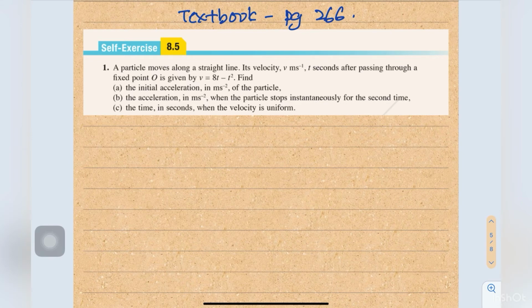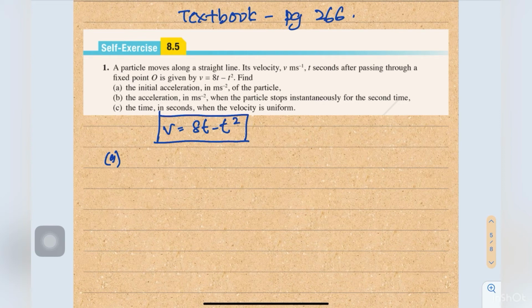Okay, question number 1. A particle moves along a straight line. Its velocity v meter per second, t seconds after passing through a fixed point O, is given by v equals 8t minus t squared. Okay, so this is our v. So A, find the initial acceleration in meter per second squared of the particle.